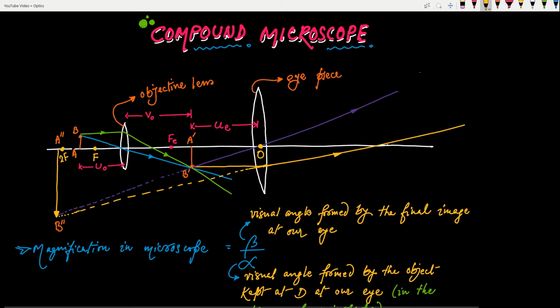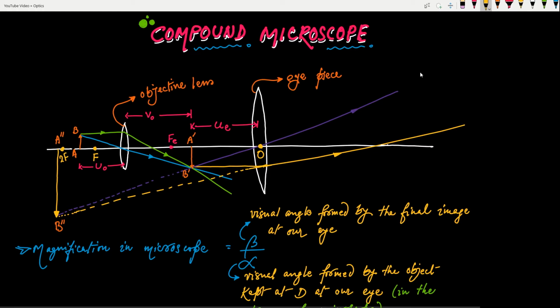Okay, now let's look into the concept of compound microscope. If you have understood the concept of simple microscope, then this part is absolutely easy. If you look into this diagram carefully, you'll see that in a compound microscope, we use two convex lenses. In the earlier case, we used a single convex lens where the object was placed between focus and the optical center. Here we have used two lenses.